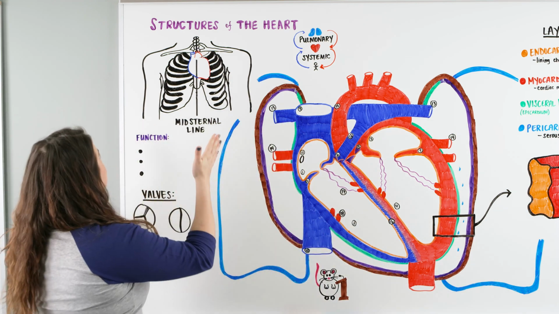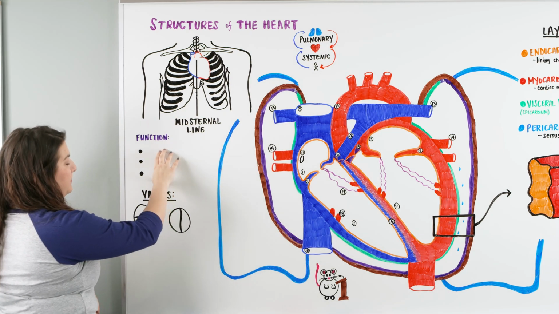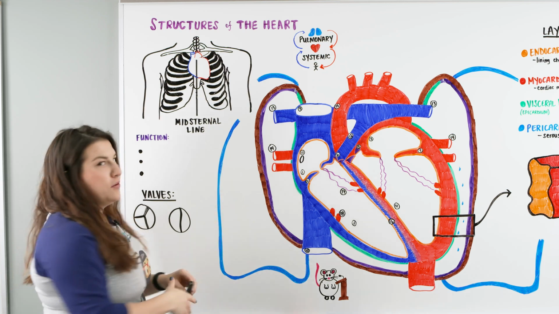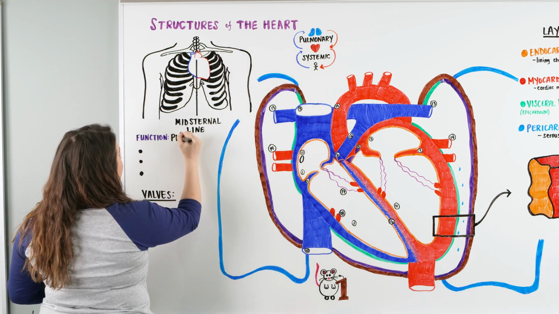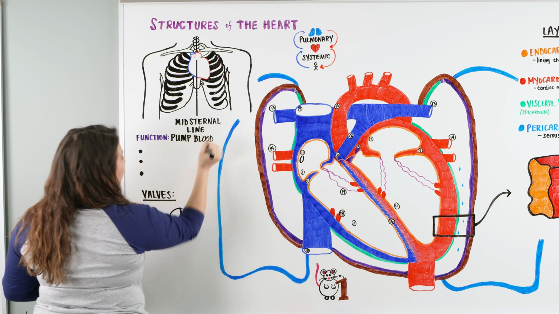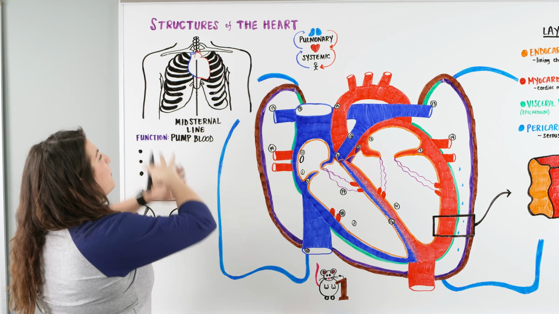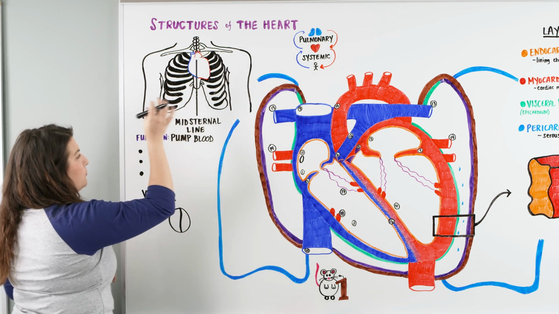So we're going to talk about structures of the heart, but real quick, let's talk about the function and where the heart is oriented. What is the function of the heart? Pump blood. You're like, yeah, Kristen, pump blood. Super easy, quick, to the point. More importantly, it's to pump blood to the rest of the body. And that's why the orientation of where the heart is is really important.